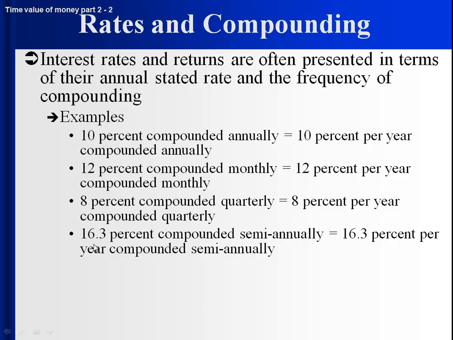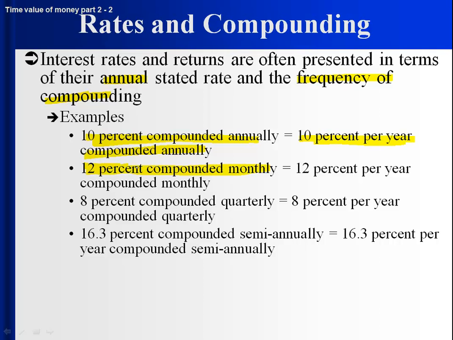A lot of times, interest rates and returns are presented in terms of an annual stated rate and then the frequency of compounding. And what that means is that the rate that's given is for a year, and then you're told how often compounding takes place. So 10% compounded annually is 10% per year compounded annually. So once a year, interest returns are accrued and the full 10% goes in.